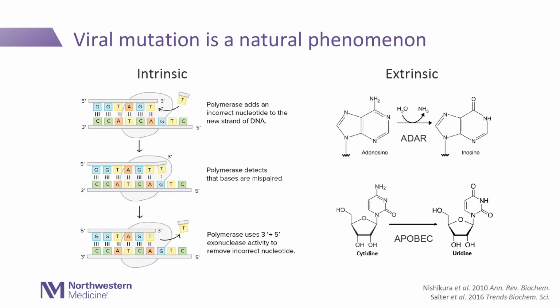Now, extrinsic mutations, on the other hand, arise due to the influence of the cellular environment. So that includes NTP imbalances, and the presence of RNA or DNA editing enzymes such as the ADAR family or the APOBEC family of proteins, respectively. Now, both of these factors, intrinsic and extrinsic together, define what becomes the viral mutation rate.